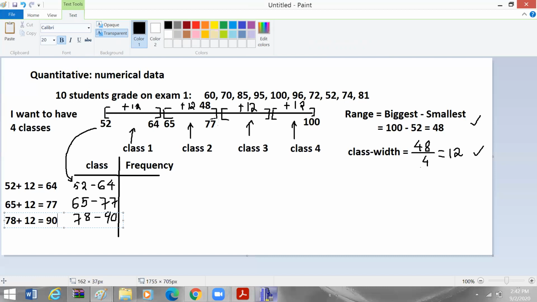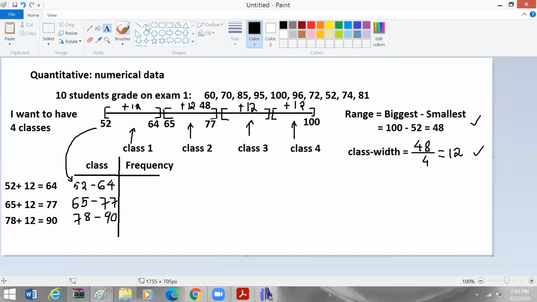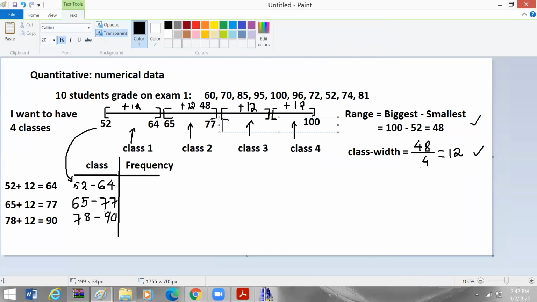Make sure that we do all of these calculations on a calculator, because I don't want you to do it by hand, so that I don't make mistakes. Just double check: 52 plus 12, I got 64. That's correct. So 65 plus 12, because we have to add 12 for each class. They're equal parts of this. So 77, and then 78 plus 12 is 90. I want you to guarantee that all the math that I did is correct. And so the third class has to be between 78 and 90.